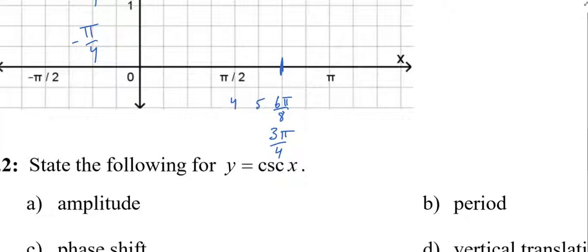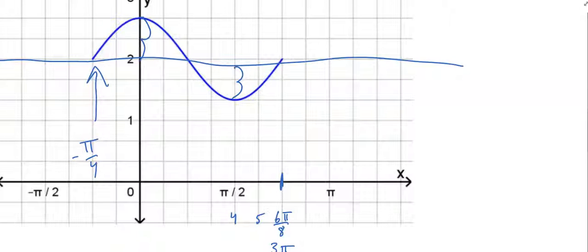3 pi by 4, not that it matters for this question, but hey, that's a special triangle's angle, so that might be useful, depending on what you're doing. So it starts at pi by 4 and ends at 3 pi by 4.